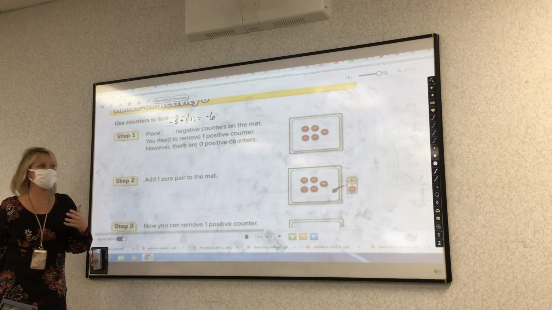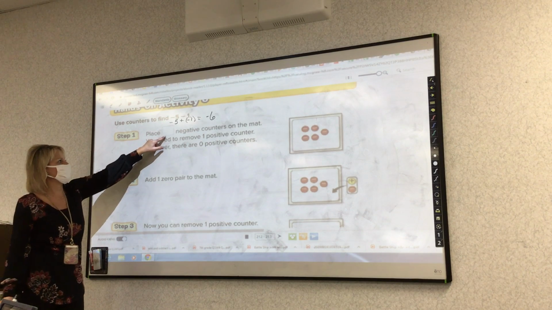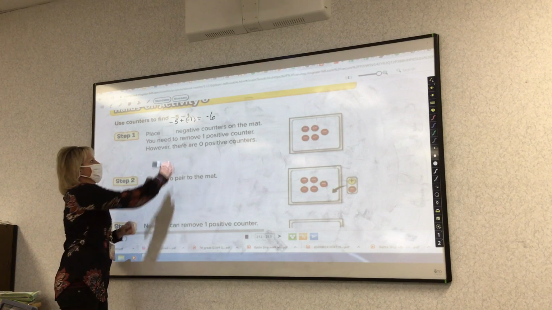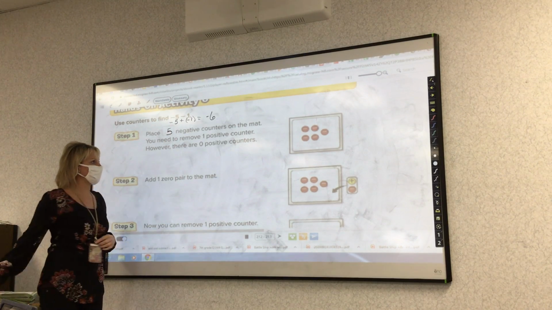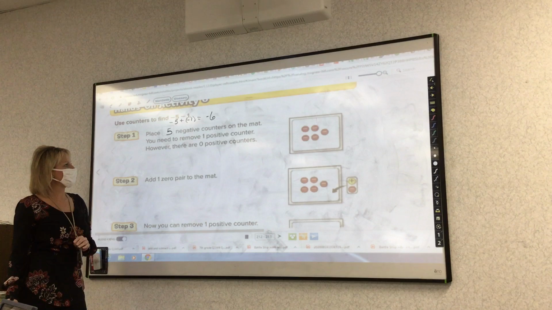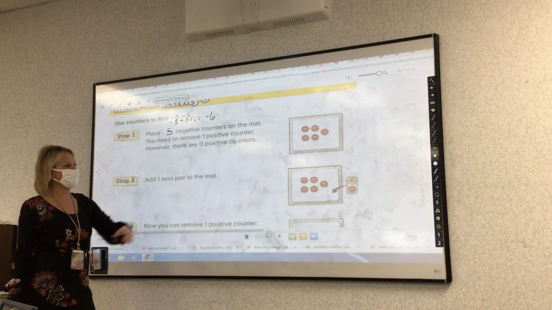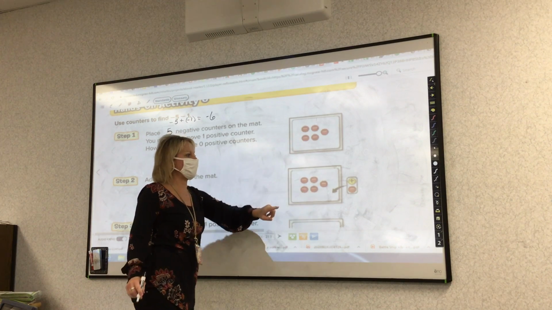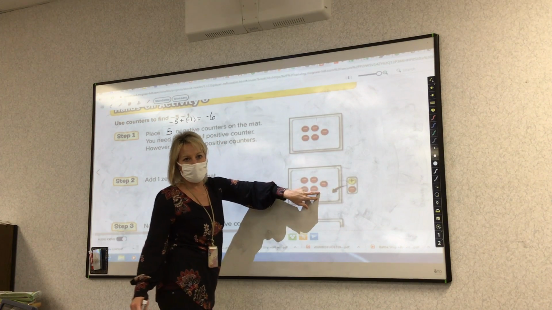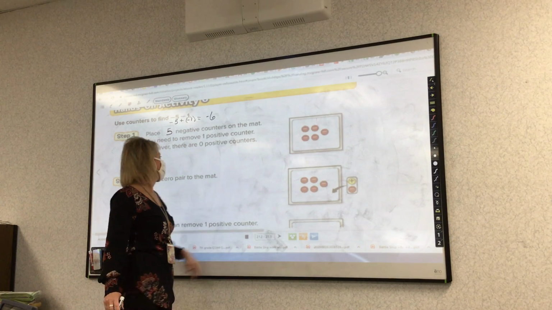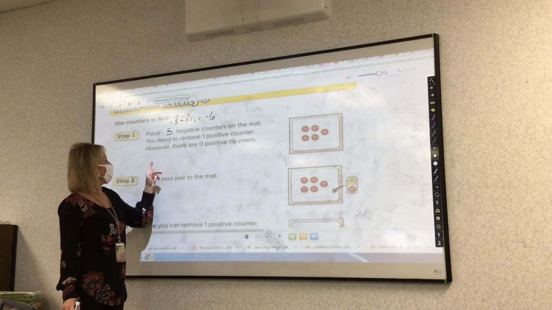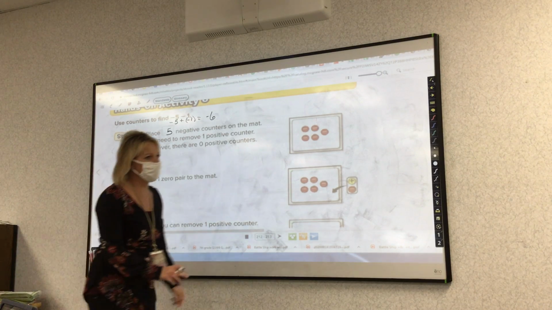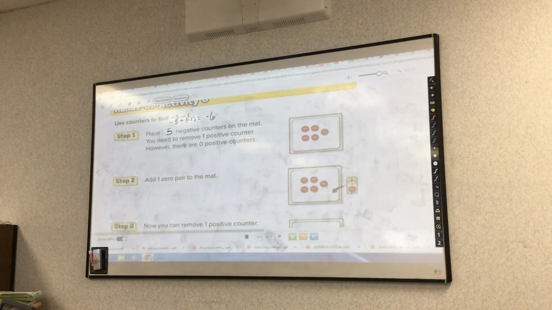How do we do it with the counters? You place negative counters on the map. So what do we start with? So you place 5 negative counters on the mat. You need to remove 1 positive counter. Are there any positives here? No, so you have to add 1 pair. Okay? Then it says, so we added the 1 zero pair. Now you can remove the 1 positive.